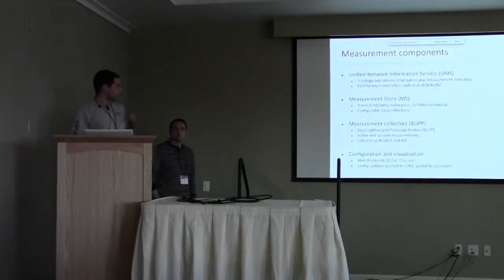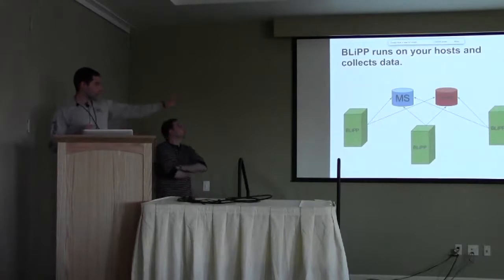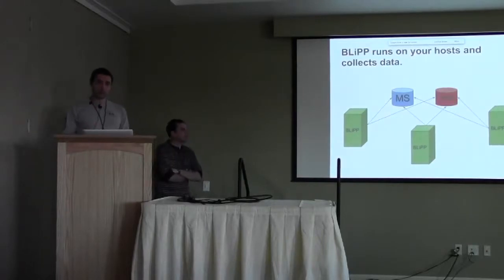There are three main components to our back-end framework. And that's BLiPP, which runs on the hosts and collects data. MS, which is the measurement store. Pure data goes into the measurement store. No metadata, just timestamp and value pairs. And then UNIS, which is the Unified Network Information Service. And UNIS has all kinds of information about the topology of your slice, what services are running in your slice, and metadata about the measurements that are being taken.